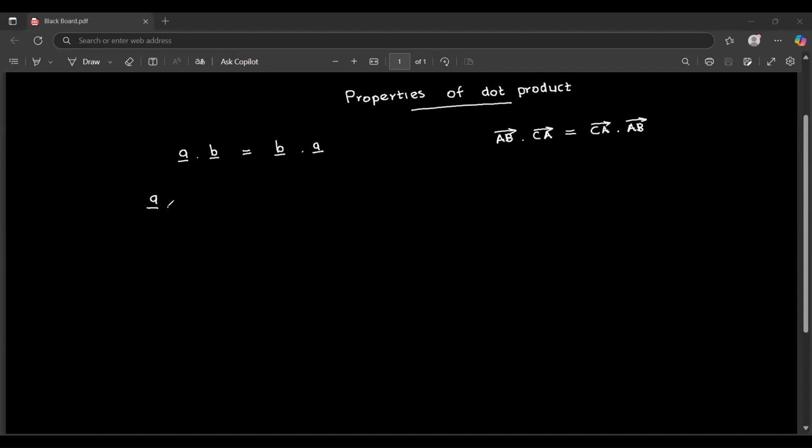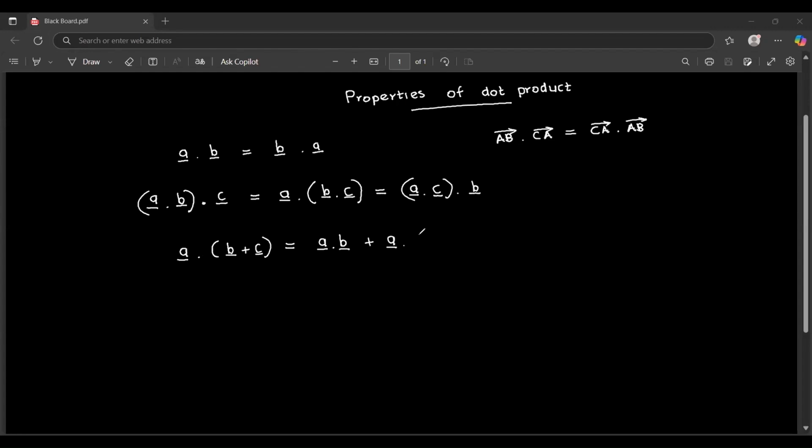And then we also have another property. Let's say we have A dot B dot C. Well, this will be equal to A dot B dot C, and that will also be equal to A dot C dot B. This is another property of the dot product. And then we also have another property, which is A dot (B plus C) is equal to A dot B plus A dot C. It's like multiplying normal variables. Okay, the distributive law. So these are some properties of the dot product.